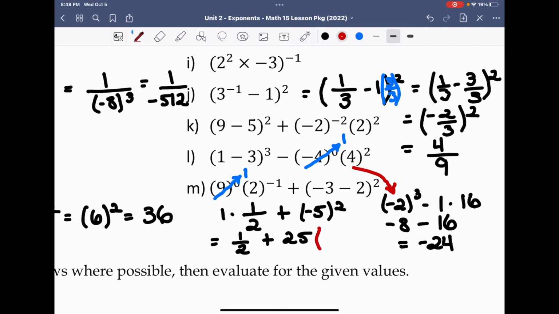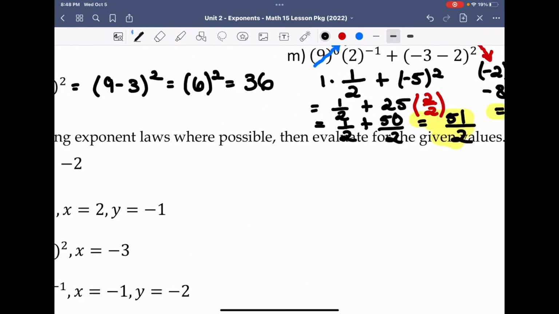I'm going to multiply this by 2 over 2. Therefore, I have 1/2 plus 50 over 2. And my final solution is going to be 51 over 2. So just to be really clear here, my solution for I was here, my solution for J was here, and my solution for M is here.